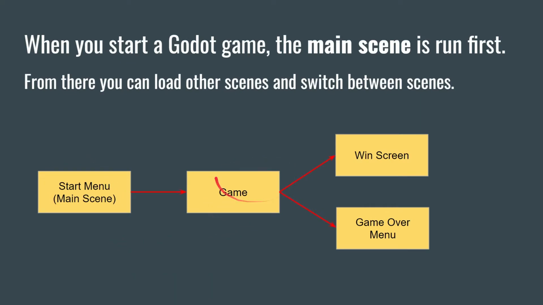These scenes, all of these scenes can also have different scenes inside of them. For example, the game scene can have a player scene in it. The player scene can have a weapon scene. The game scene can have an enemy scene for the player to fight. So it's all about taking ideas and turning them into different scenes.